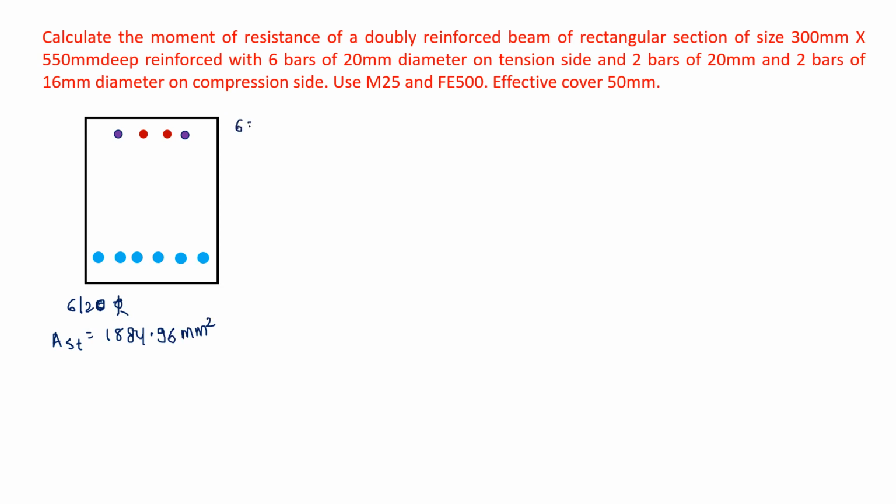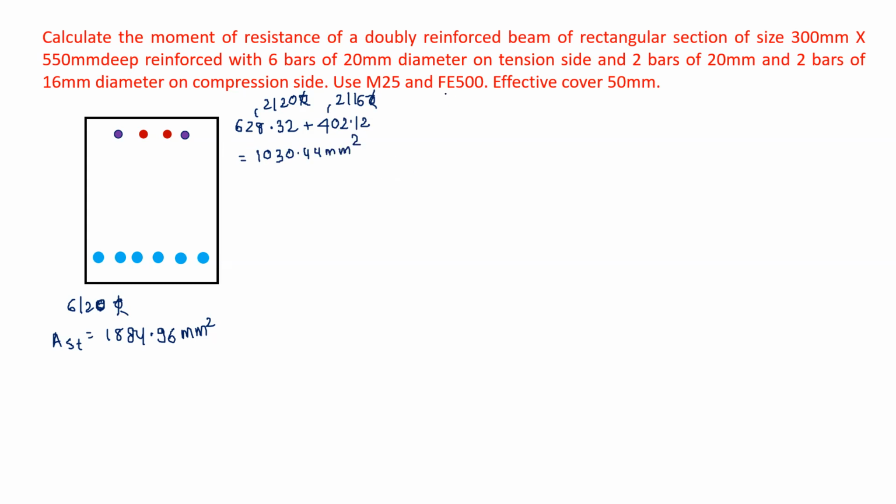so 628.32. This is 2 bars of 20 torque, plus 2 bars of 16 torque, 402.12. This is 2 bars of 16 torque. And the total, if you calculate this, is 1030.44 mm square.